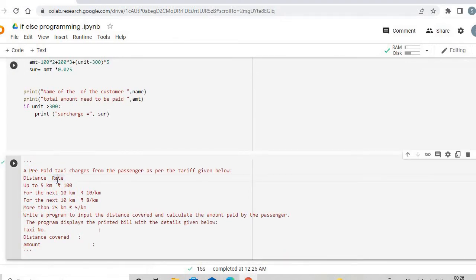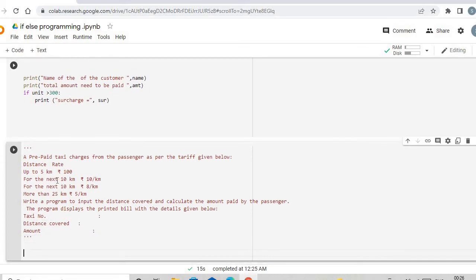This is the second one. A prepaid taxi charges from the passenger as per the tariff given below. Now, what are the things we have to accept from the user? Number of kilometers we have traveled, right?